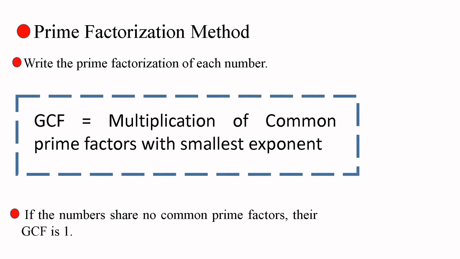In this case, what should I do? First, I must write the prime factorization of each number. Then the GCF is equal to the multiplication of common prime factors with the smallest exponent. It can be a little bit challenging or difficult for you, but you are going to learn that through examples. If two numbers have no common prime factor, the GCF will be 1. Okay, I told you, first you must watch the video on how to calculate prime factorization, and the link is in the description.